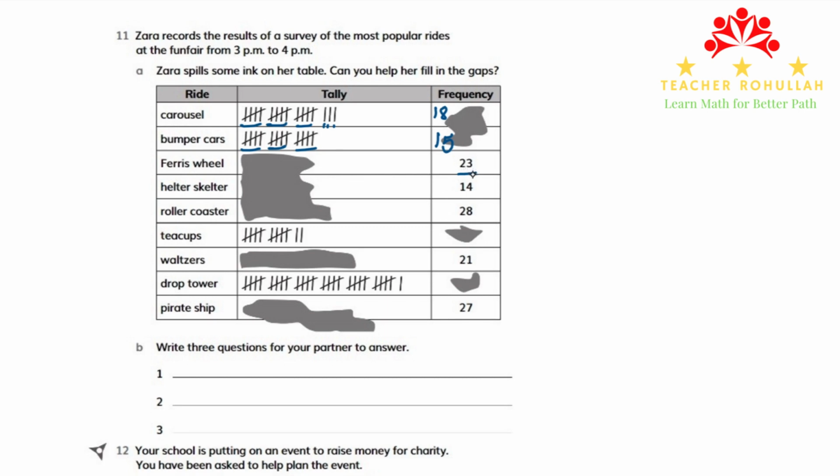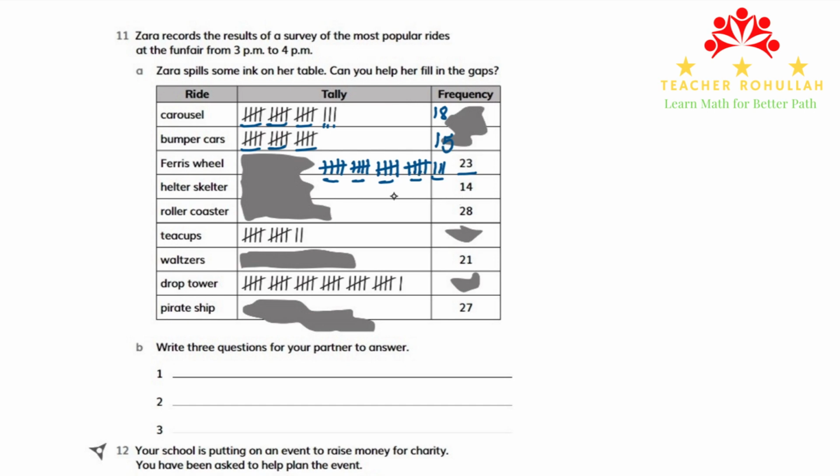So we have to show 23 using tally marks. 1, 2, 3, 4, 5. Again 1, 2, 3, 4, 5, and so on, four groups of 5. Then 1, 2, 3. 5, 10, 15, 20, and 23.